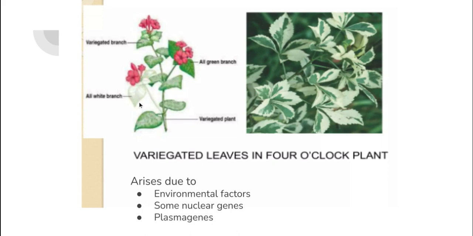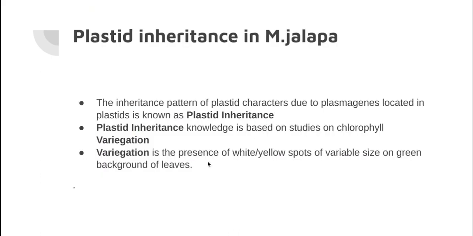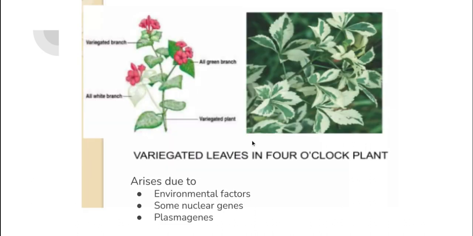Some of them are white, and some of them are variegated. Variegated means they have a shading like this, which means it has both a white portion and a green portion. These are all shaded. It is written here that variegation is the presence of white or yellow spots of variable size on the green background of leaves. So variegation means the shading portion; it has both the green and the white part.